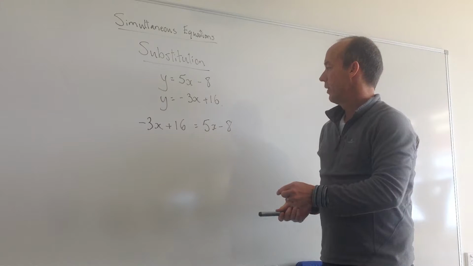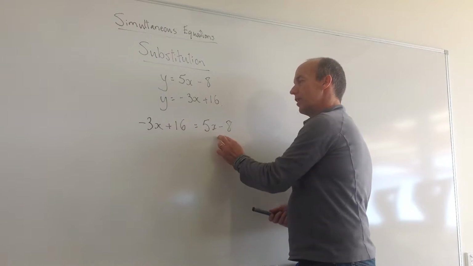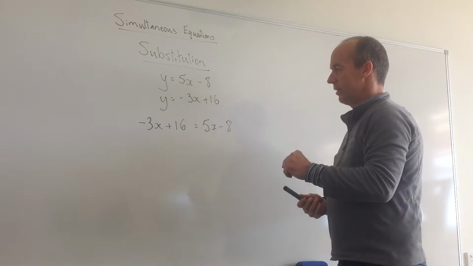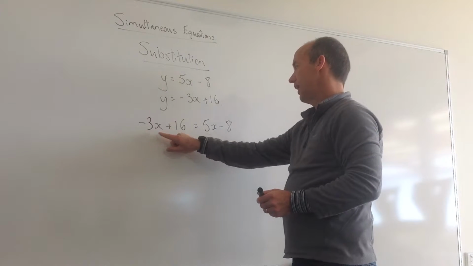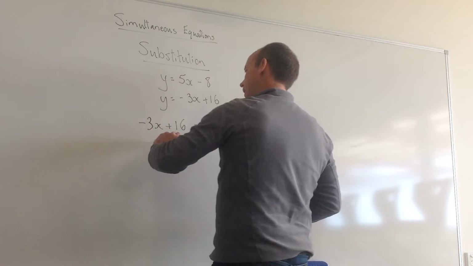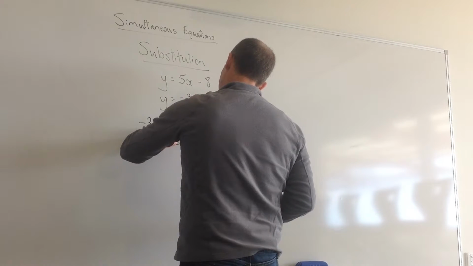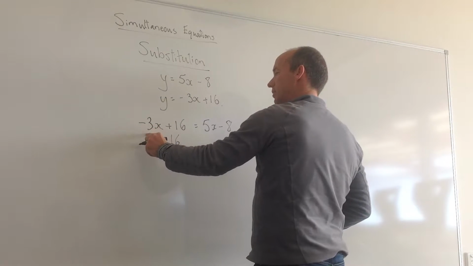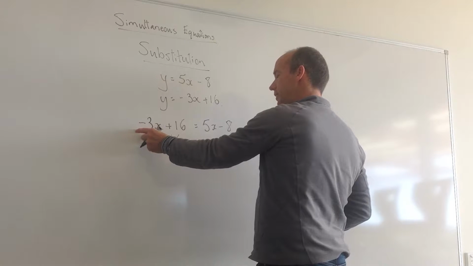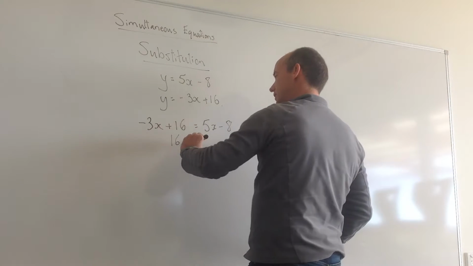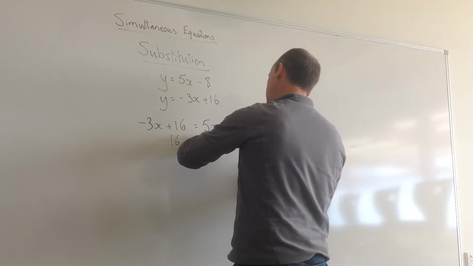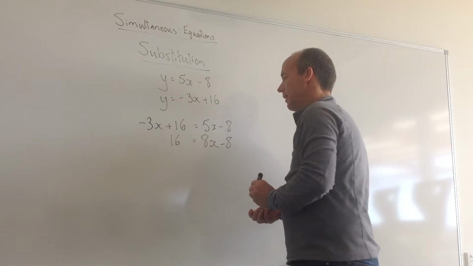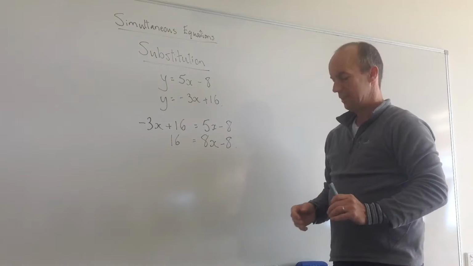So I've got x's on both sides of my equation, so I need to move them over to one side of the equation. So I'm going to add 3x to both sides. So I'm going to end up with minus 3x plus 3x gives me 0x. So I'm just going to have this plus 16 equals 5x plus 3x is 8x minus 8. So that's my first step.